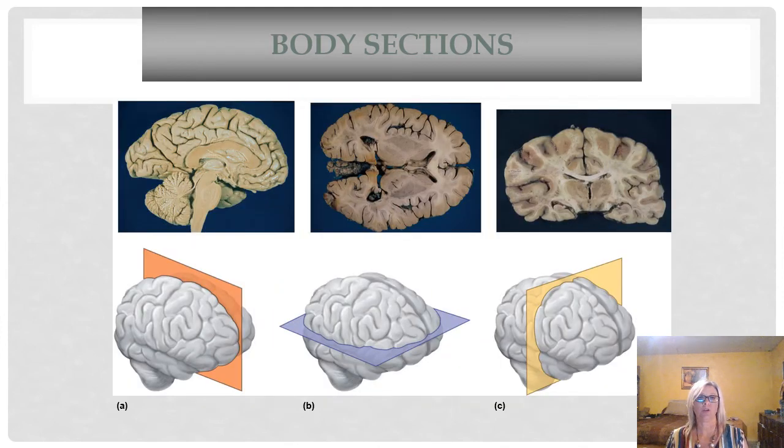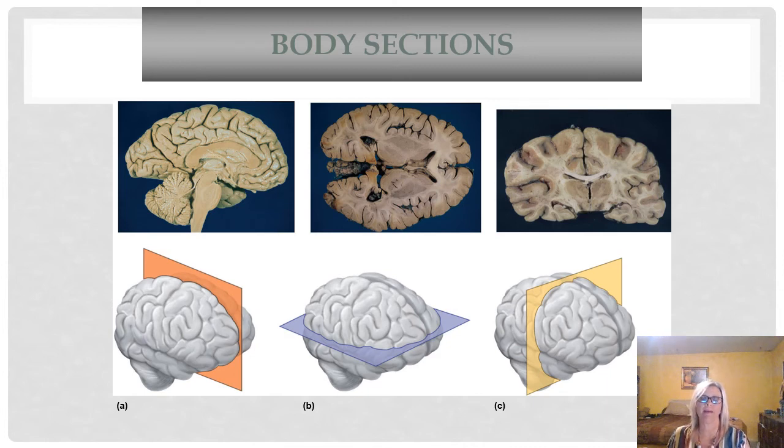This is again showing you here we have an A. What is this? I'm going to give you time to try to decide. Is this going to be transverse, sagittal, or frontal? Go ahead and stop the video and practice. Write down A, B, and C and write down the answers to this. So I'm going to pause this and let you write your answers down.